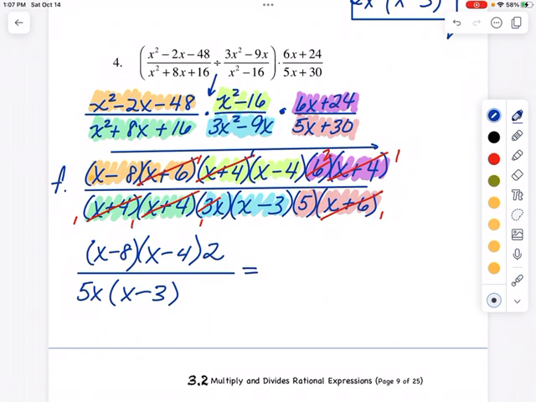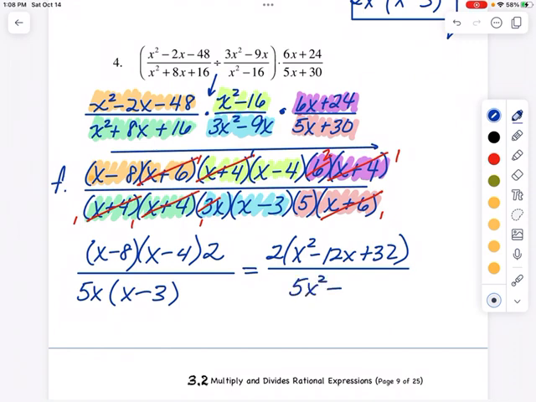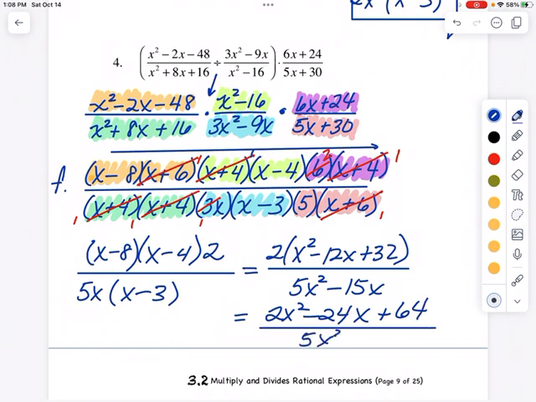So there you have your answer, but what we're going to do is multiply this. We're going to leave the 2 out there, and we get x squared minus 12x plus 32, and that's over, then we have a 5x squared minus 15x. And we could continue to say this is 2x squared minus 24x plus 64, and then that's over 5x squared minus 15x. Okay, there you have it.